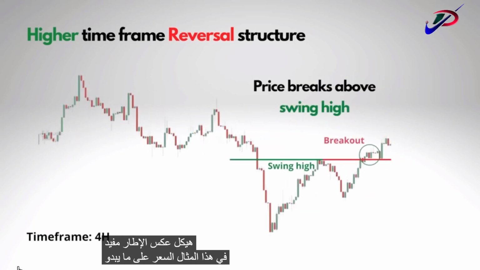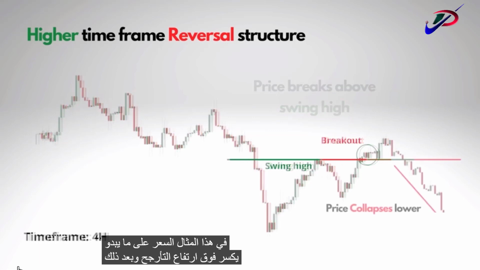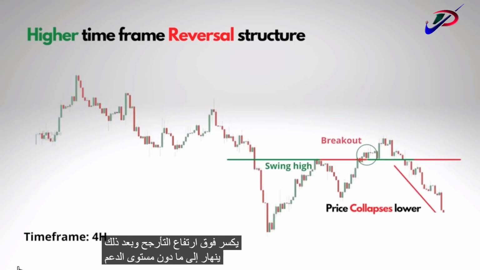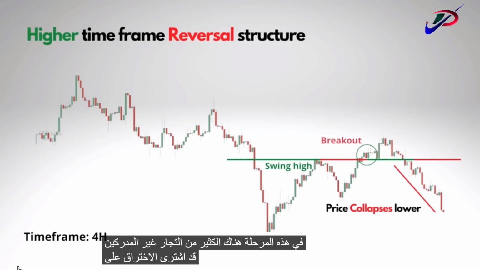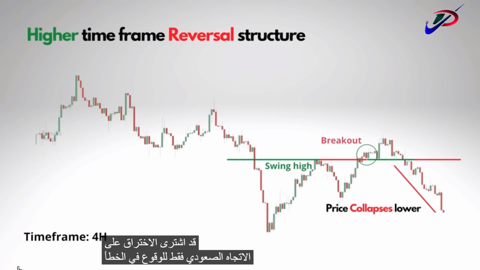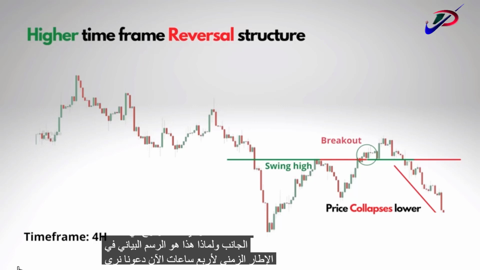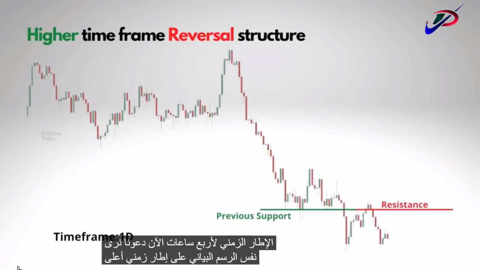In this example, the price apparently breaks above the swing high and then it collapses lower below the support level. At this point, a lot of unaware traders would have bought the breakout on the upside only to get caught on the wrong side. And why is that? This is a chart in the 4-hour time frame. Now let's see the same chart on a higher time frame, for example, a 1-day period.